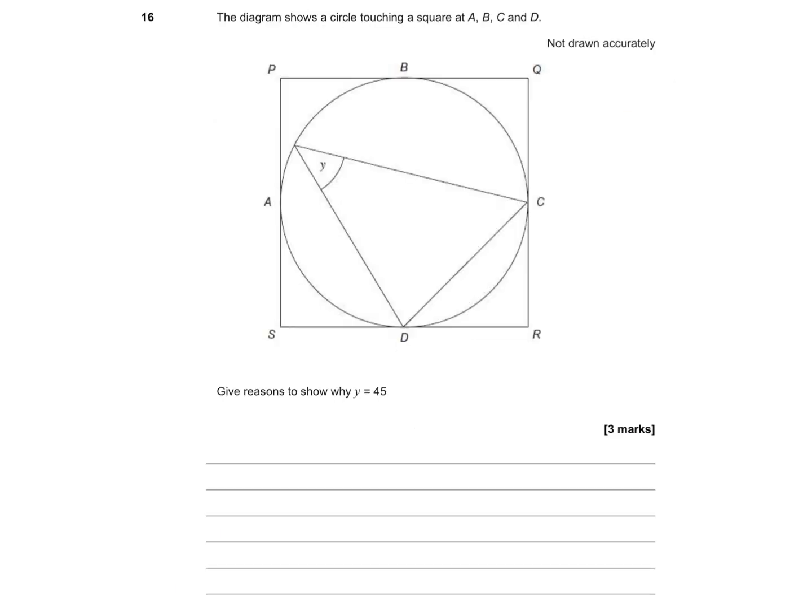All right, question 16. The diagram shows a circle touching a square at A, B, C, and D. Give reasons why y is 45 degrees. So this is definitely a circle theorem question. It is only 3 marks, and normally they ask us to find an angle, and this one's just telling us we need to use a bunch of circle theorems to tell them why.